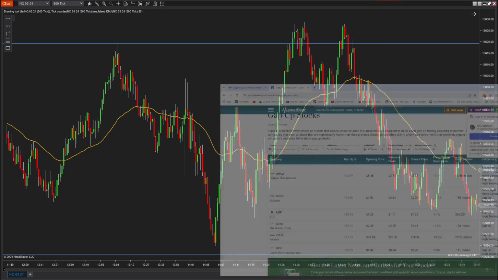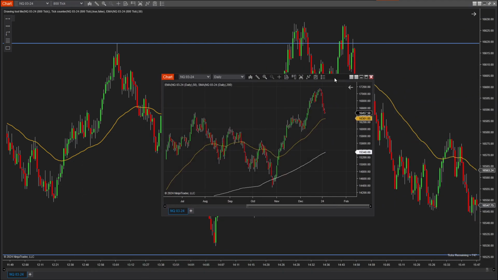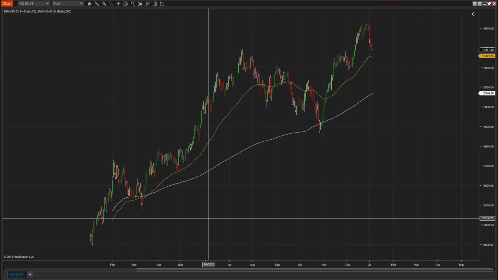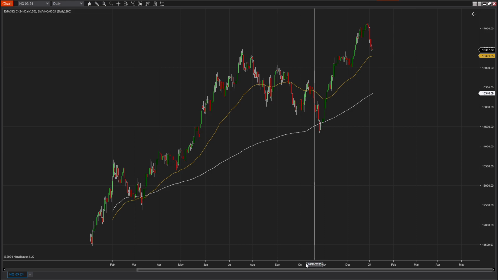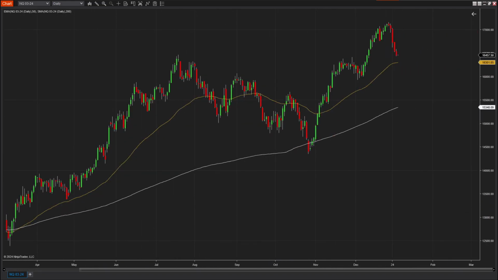what you use. I'll show one final example on the daily chart on the Nasdaq. This is the daily chart pretty much from last year, and in this example you can see we had a strong trend higher.